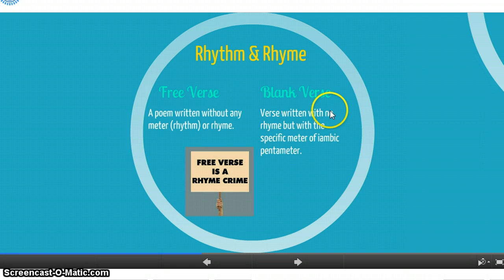Now, blank verse is often used by Shakespeare. Shakespeare's plays, Romeo and Juliet, Othello, any other Shakespeare plays you read, are going to have blank verse in them, which means they're going to be written in iambic pentameter, but they're not going to have any rhyme. So what is iambic pentameter? That's what we're going to spend the rest of the time talking about. So remember free verse and blank verse, but we're going to have to get into specifics about iambic pentameter.